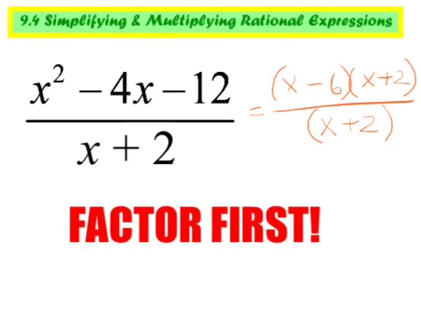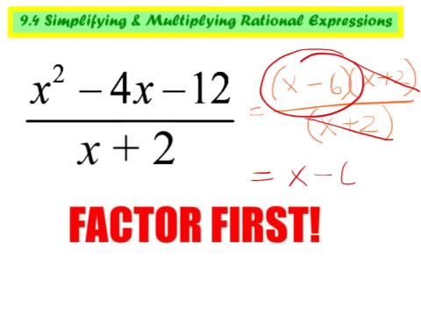And once it's factored, then it's really easy to see. I have an x plus 2 in the top and an x plus 2 in the bottom. And so my final answer here is whatever's left over, not crossed out. This expression simplifies to x minus 6.